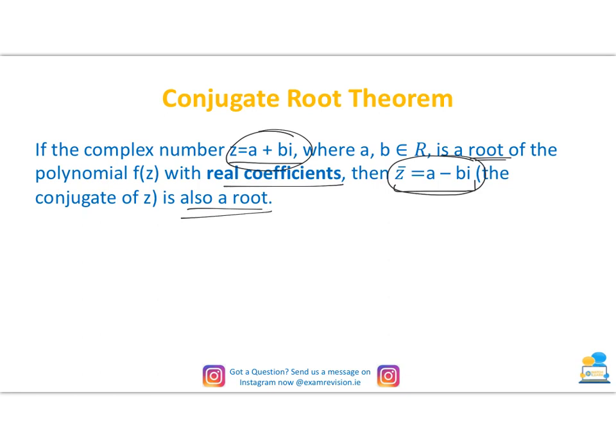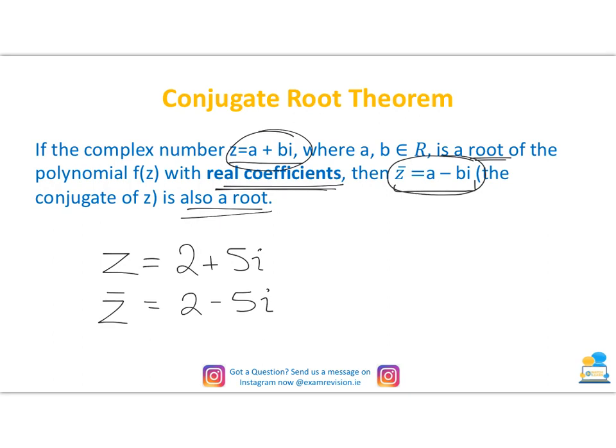So let's say in a question where we have a polynomial with real coefficients, and I tell you that z is one of the roots. Let's say z is 2 plus 5i. If that polynomial has real coefficients, so basically it has real numbers in front of its variables, then without even thinking about it, I know that z's conjugate, which would be 2 minus 5i, is also going to be a root.